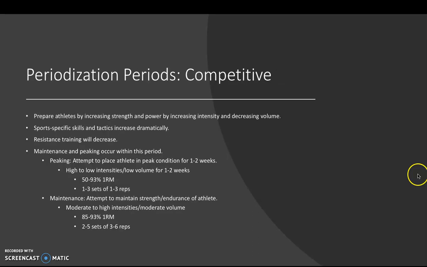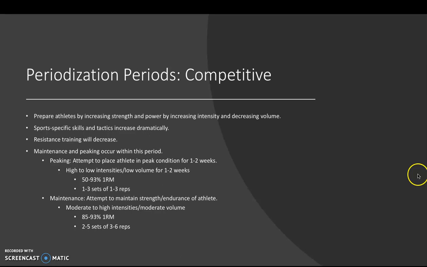Then we move into that competitive phase. So now we're in season. So we're preparing our athletes by increasing strength and power, by increasing intensity and decreasing volume. So now we're going to have sport-specific skills and tactics being increased dramatically. The resistance training is going to decrease. So we're going to see an increase in regards to practice and things like that.